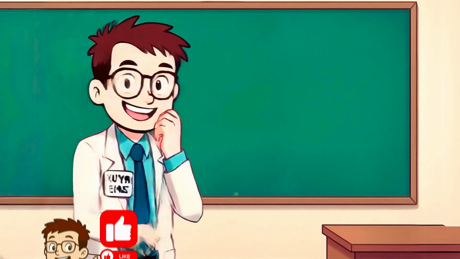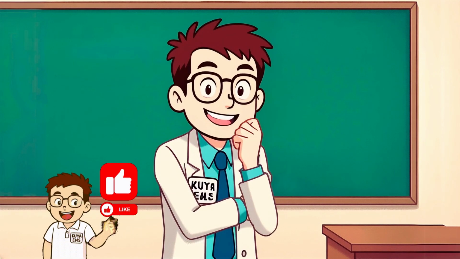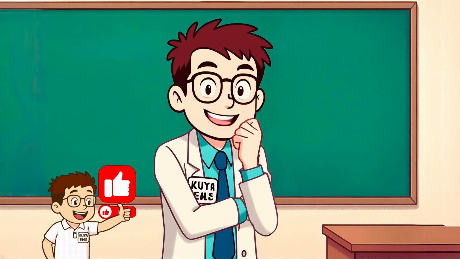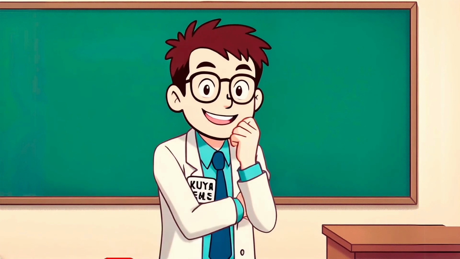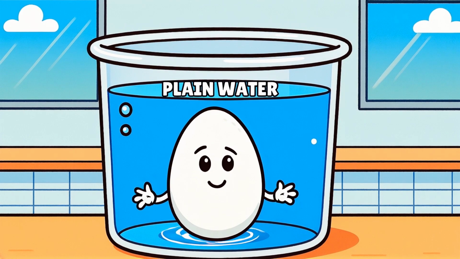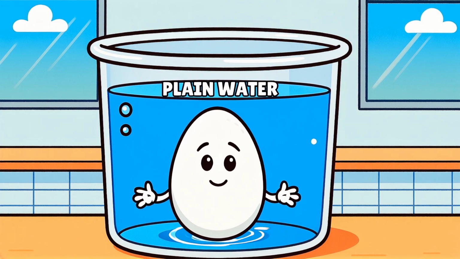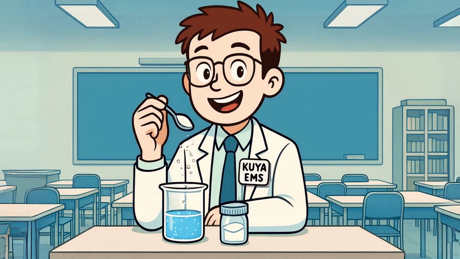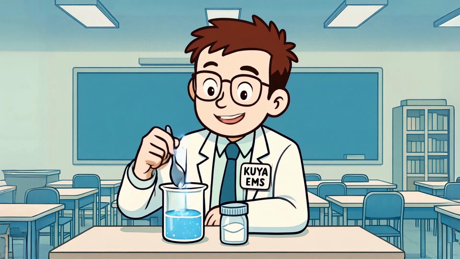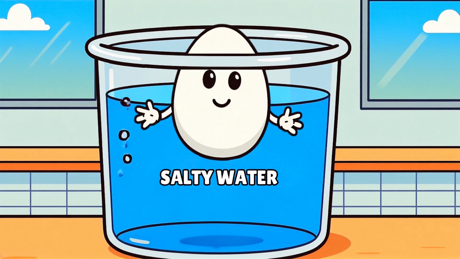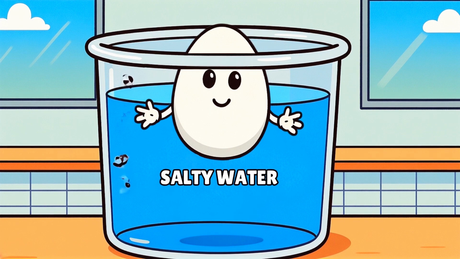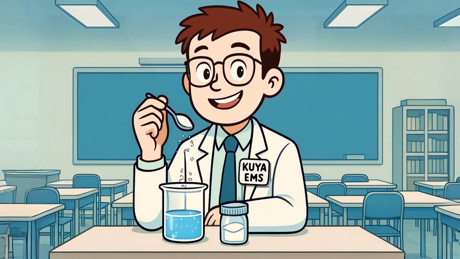Let's do a simple experiment. We have an egg and a glass of water. Let's drop the egg in, and boom, it sinks. But let's add a lot of salt. When you add enough salt to the water, boom, now the egg floats. But why? It's because the density of the water increased enough now to support the egg.